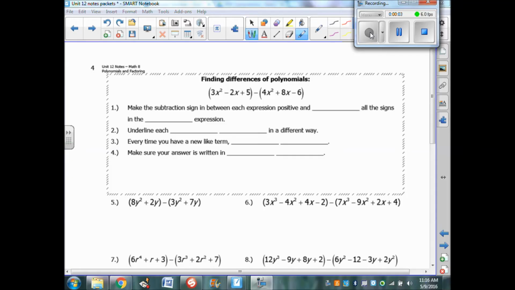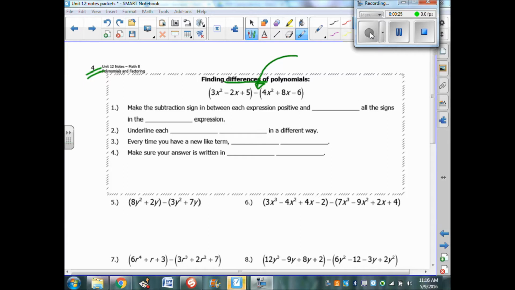Finding differences of polynomials. So you should be on page 4 of your notes. This is just right after the notes we took from the other day. So finding the differences. Difference means to subtract. So we're going to point out that subtraction sign. It's always going to be key to look for the sign that's between the parentheses. So let's fill in our steps.